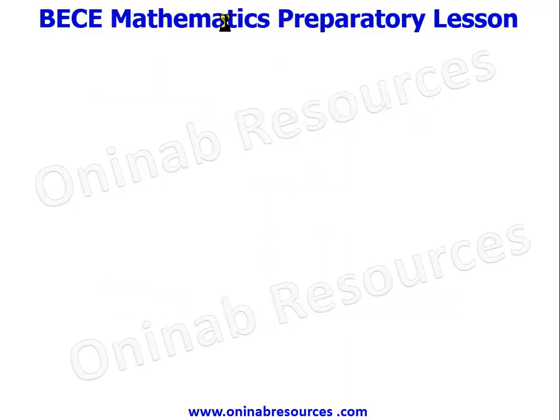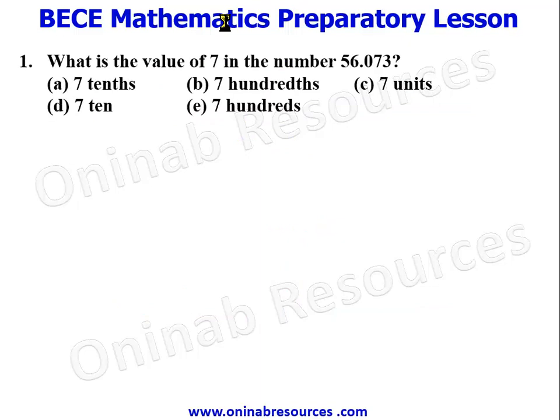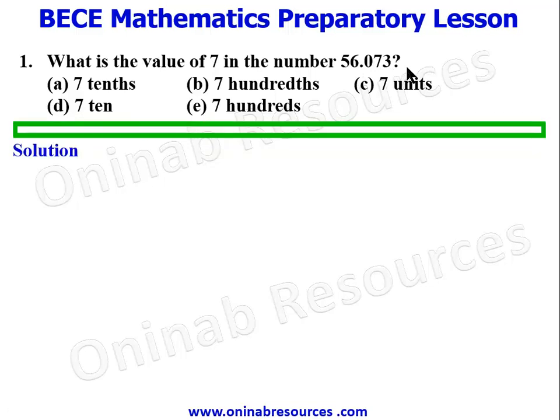So we start with the first problem. Problem 1. What is the place value of 7 in the number 56.073? So in our solution, we have 56.073. Our attention is to look for the place value of 7. So what we do is a form of converting the decimal number to fraction.